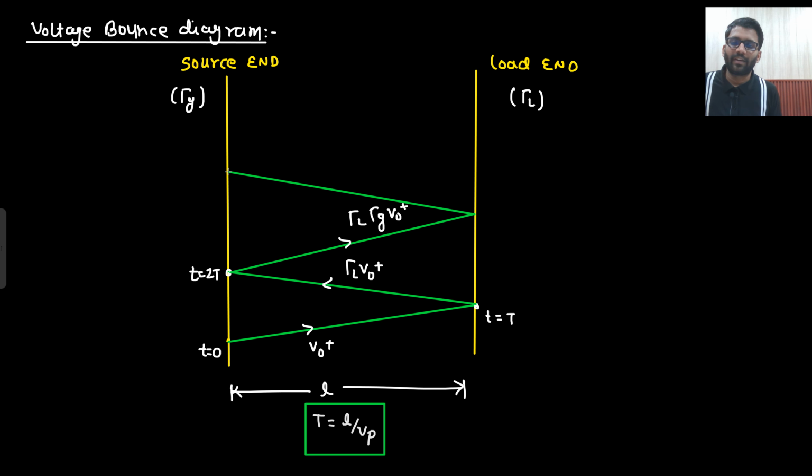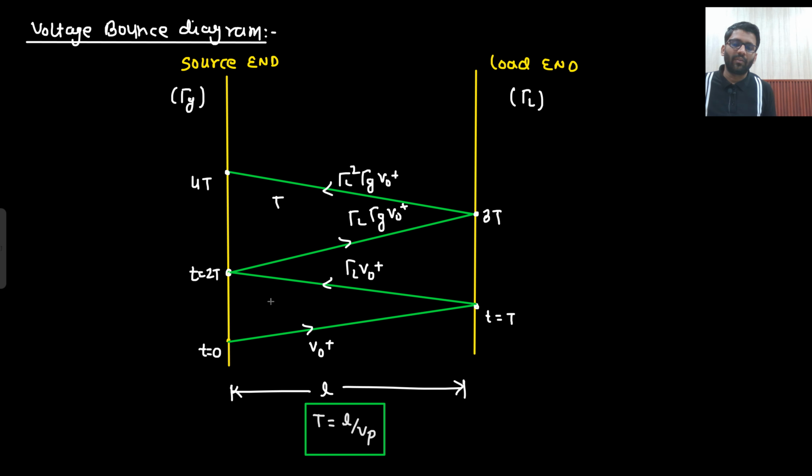Then again it will be reflected back. Now this time from 0 to t, t to 2t, 2t to 3t. At 3t time we will reach here. Then at 4t time we will reach here. What will be the amplitude? That would be V naught plus, gamma L V naught plus, then gamma L gamma G V naught plus, and again it will be reflected back. So gamma L square gamma G V naught plus.